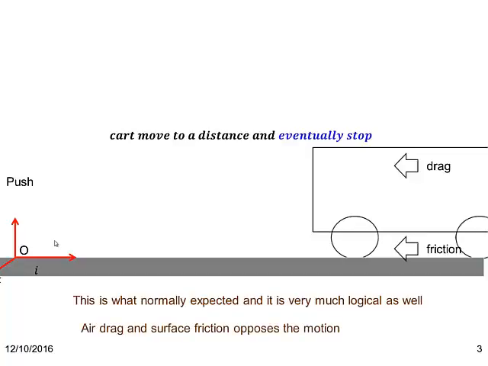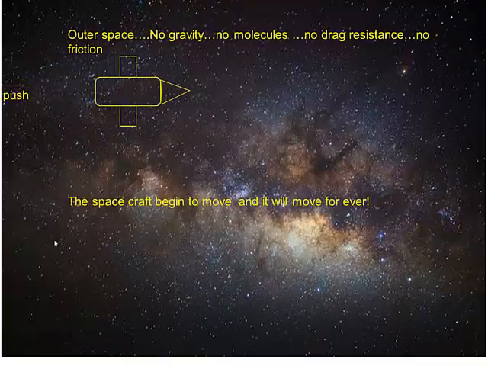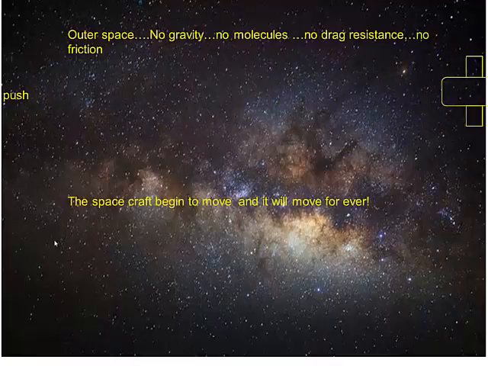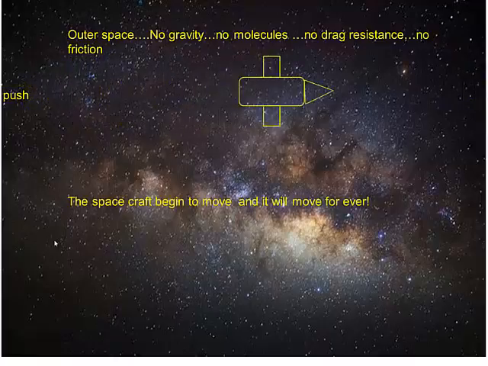Now, consider another thought experiment. Imagine that you are in outer space and pushing a spacecraft, just like you did previously. The push will provide motion to the spacecraft and it will keep moving with a constant velocity forever, unless it is hit by some materials or falls in the gravity pull of some planet.